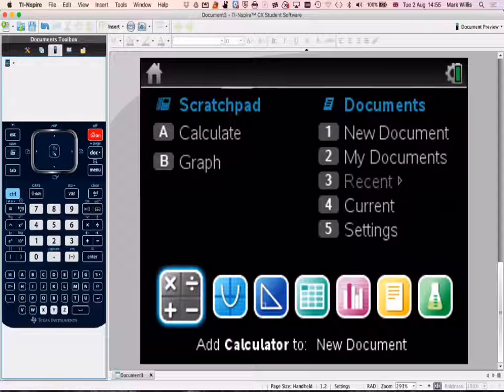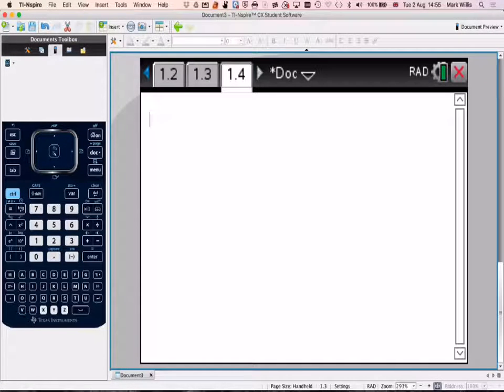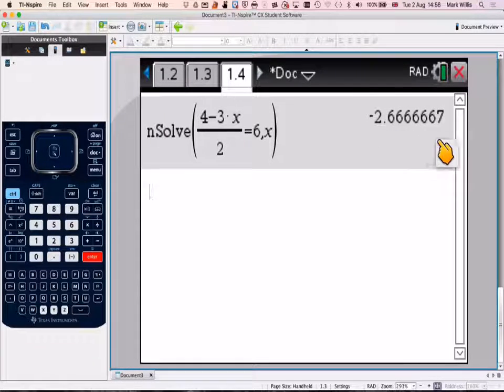So we'll do another home screen. And we're going to do menu, algebra, numerical solve. We need to put the top bit in brackets, so we need to put 4 minus 3x in brackets because we're going to need to ask it to divide all of it by 2. If you don't, it will just divide the 3x by 2, not the 4. Is equal to 6, comma, solve it for x. Don't forget that little bit there. Enter, and we got minus 2.6666.